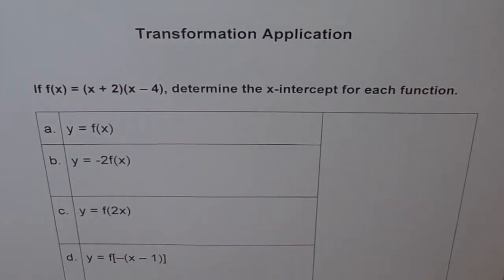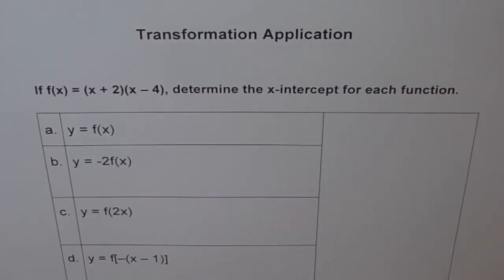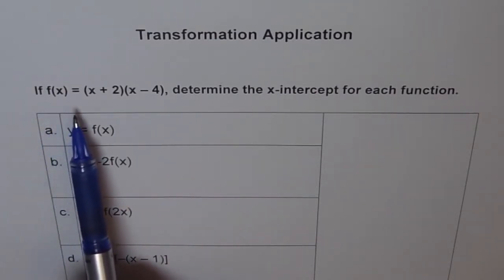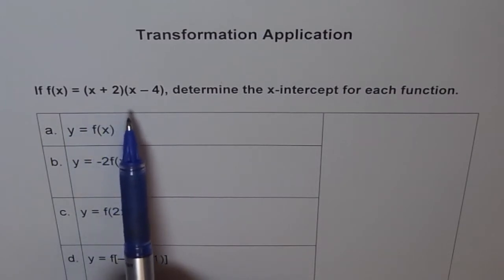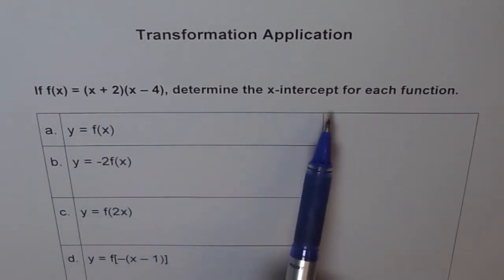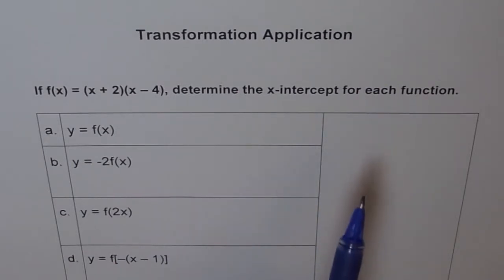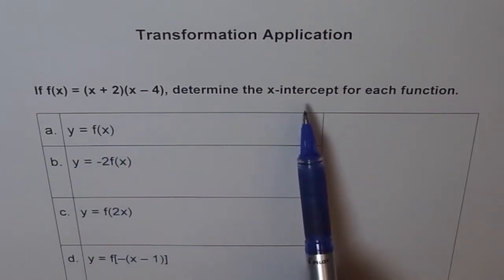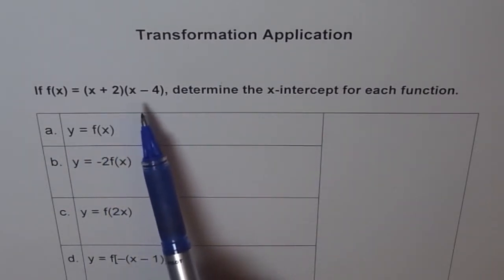Here is an excellent example on transformation application. The problem before us is, if f of x is equal to (x + 2)(x - 4), determine the x-intercepts for each function. Okay, so here we have different options. A is y equals f of x, the same function. We know what the x-intercepts are. We can find from here, correct?